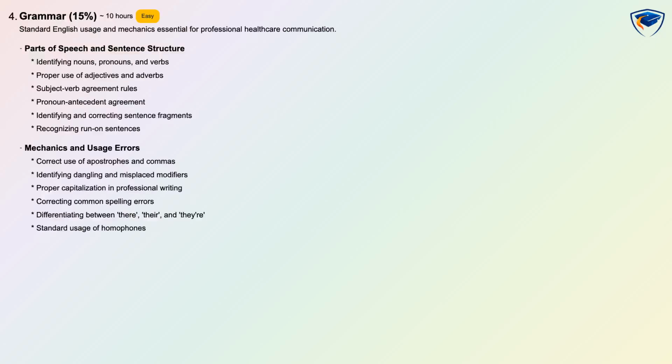Grammar represents 15% of the exam, is rated easy, and suggests around 10 hours of study with conceptual and scenario-based questions. You will review parts of speech and sentence structure, learning to identify nouns, pronouns, verbs, adjectives, and adverbs and to apply subject-verb and pronoun antecedent agreement. You will also practice mechanics and usage such as correct apostrophe and comma use, fixing dangling and misplaced modifiers, capitalization rules, spelling, and common homophone errors.